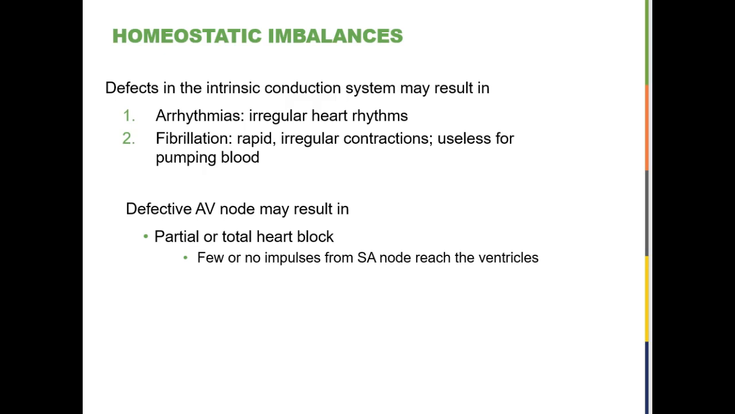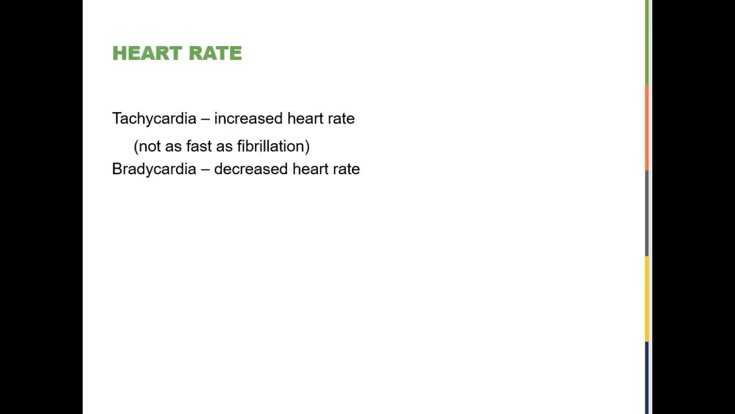You do want to know partial heart block, because that'll come in handy when we're looking at the ECG in a few minutes. So just read what it says there. It just prevents the action potential from traveling through the SA node and then into the ventricles.